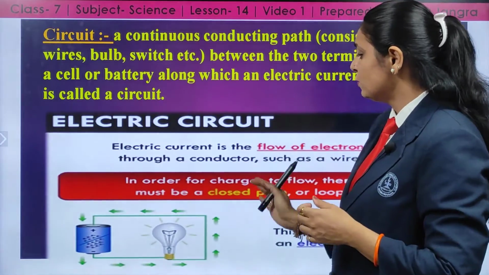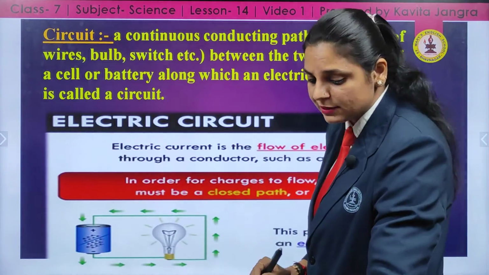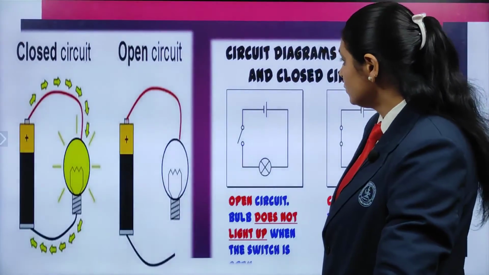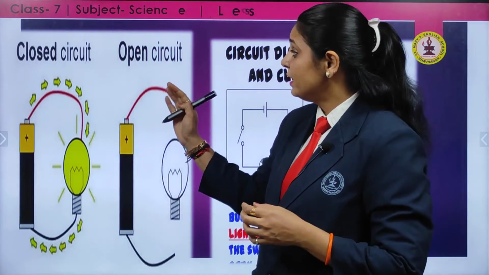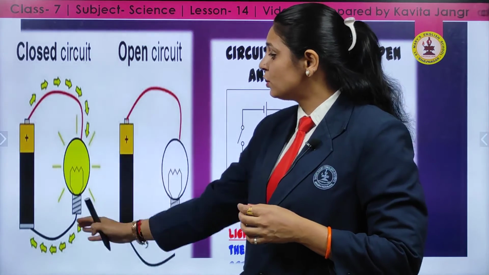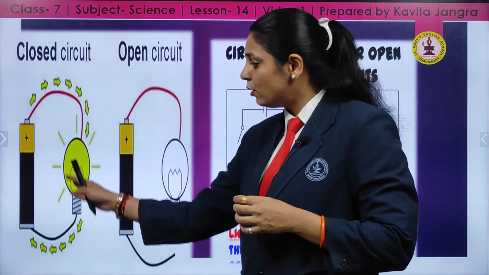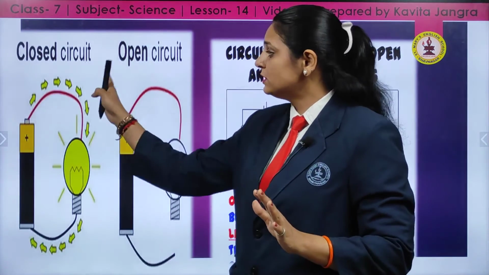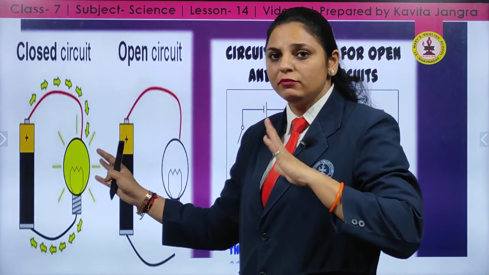So electric circuit, you understood, is a continuous path through which the flow of electrons takes place, or current is flowing. So here we have the closed circuit and open circuit. What I showed you in the beginning was a closed circuit, because this path is closed completely, not even a single end is free. This is the closed circuit through which the electrons move and the bulb will glow.